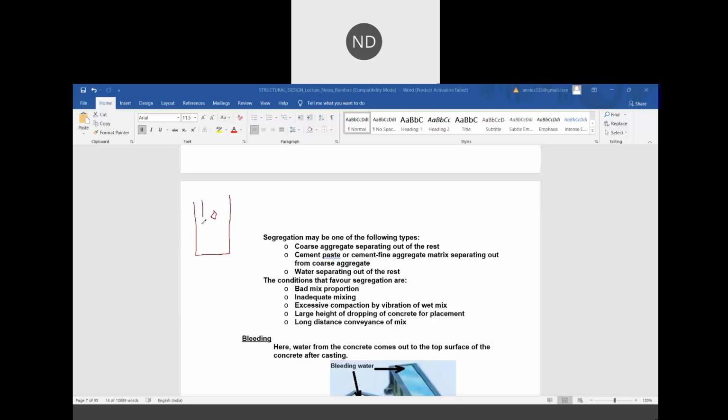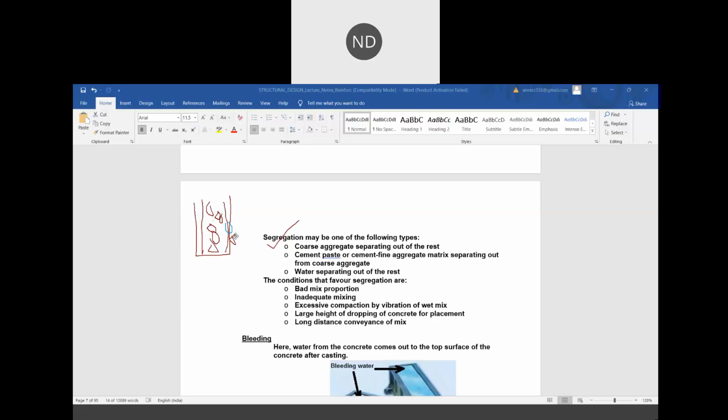Reinforcement, aggregates, and cement are there. So what happens? Segregation may be one of the following. One is coarse aggregate segregation. Suppose this is at the corner here. This aggregate may come out, or this corner aggregate may come out and fall. So that is the separation.